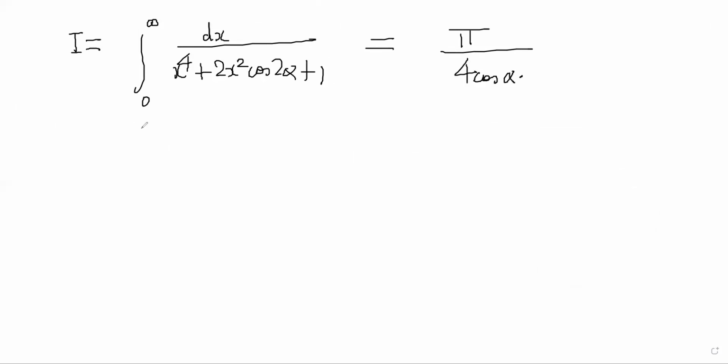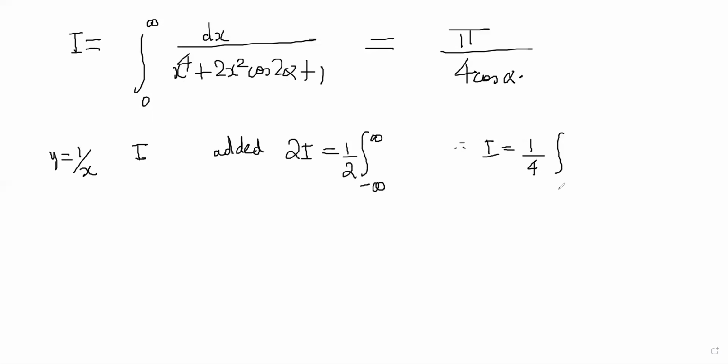How did we do it? Let's quickly go through the steps once more. We put y is equal to 1 by x, got another version of I, and added. So we get 2I. 2I became the integral of 1 plus y square by this. And it was an even function, so we made it into minus infinity to infinity and half of that. So therefore, I became 1 by 4 of the integral from minus infinity to infinity of 1 plus x square by x power 4 plus x square cos 2 alpha plus 1, something like this we got.